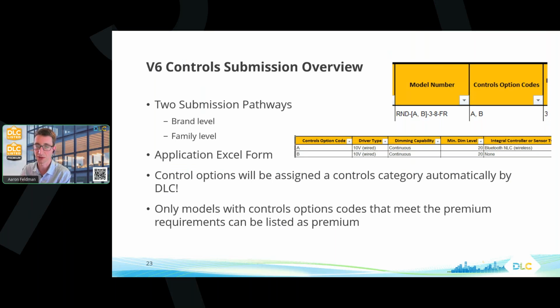These control option codes will be assigned a controls options category automatically by DLC. So based on the definition of each category, each controls options code gets assigned a category, depending on its capabilities. And noting that only models that include control option codes that meet premium requirements can be listed as premium. So we'll be going through that in these slides here.